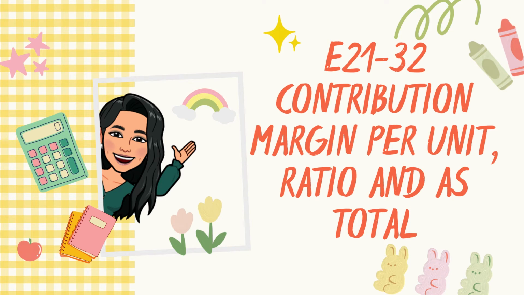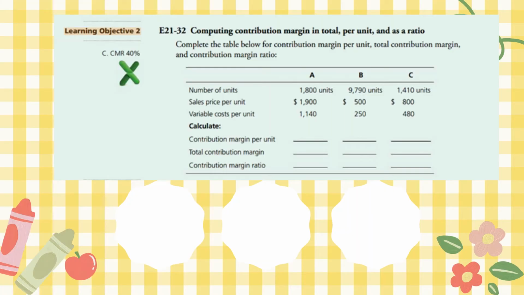Exercise 21-32, contribution margin per unit, contribution margin ratio, and total contribution margin. Complete the table below for contribution margin per unit, total contribution margin, and contribution margin ratio. Okay, so I'm going to write the formulas down, then we're going to do the same thing for A, B, and C.